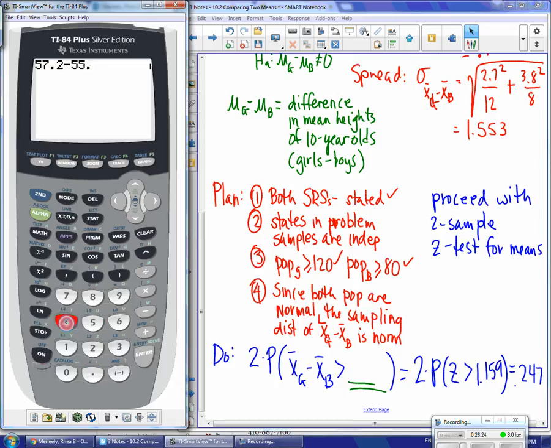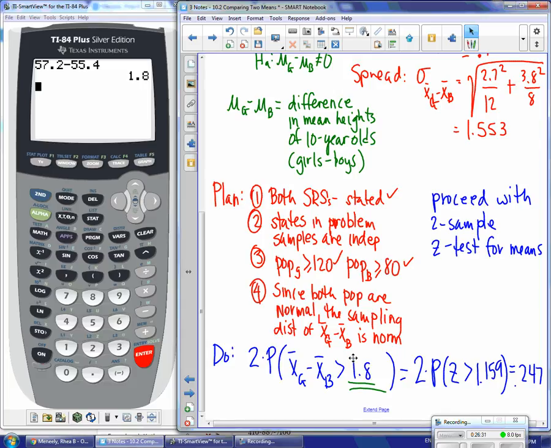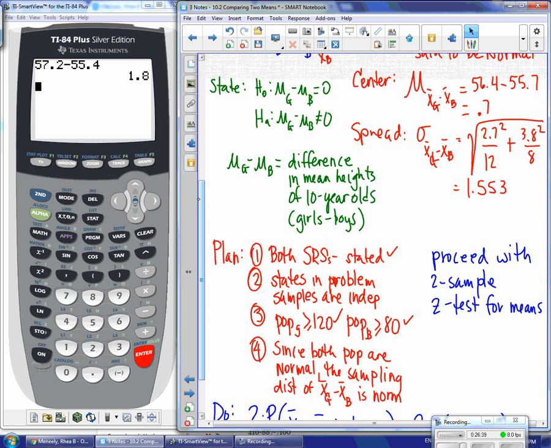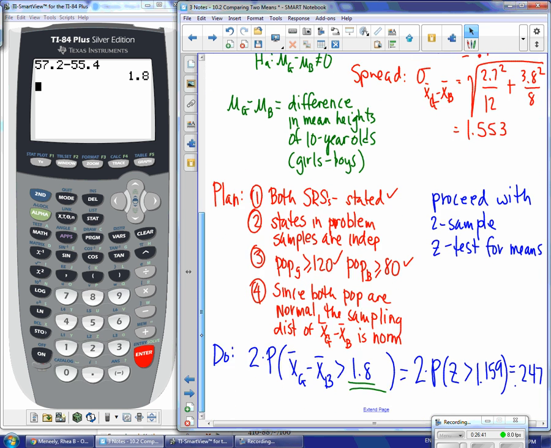And that's the only thing your calculator doesn't do for you, and that's 1.8. So this we had to do ourselves, okay? So that's the do. Now, if instead you wanted to use your probability distribution to do that, I'm going to do the same thing that I did, except I'm going to physically have to compute my z-score.